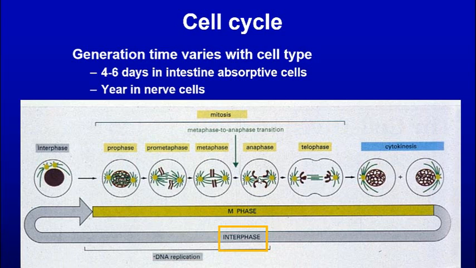If we look at the cell cycle, the generation times actually vary with different types of cells. In the gut, it is only 4 to 6 days before you get a complete cell cycle. In some cells, it may take years. Most of the cells that we see are actually in interphase. They're not in mitosis.